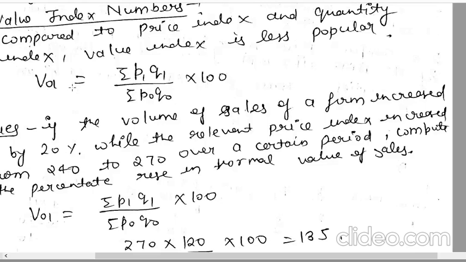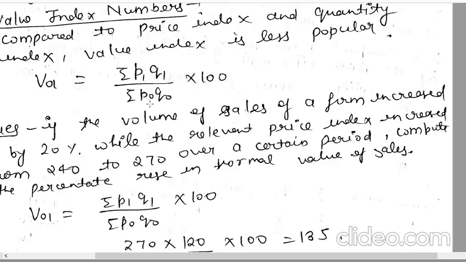current base year to current year, and P1 means price index number to the current year. P naught means price index number to the base year, right? Now Q1 and Q0 are also the quantity index number or relative price index number for the base year and the current year. Now there is an example here.